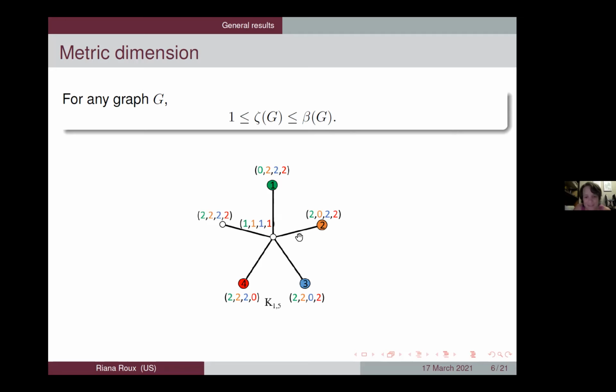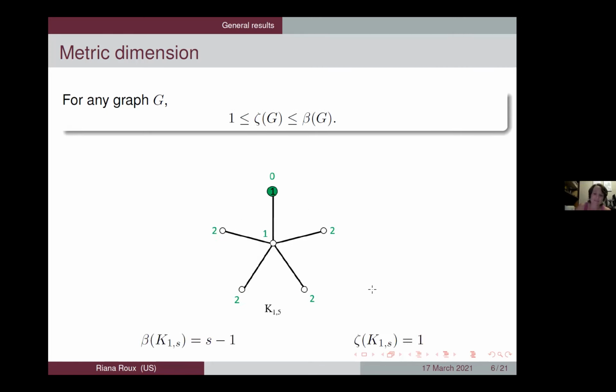This one is actually nicely written out. You can see that the center one has distance 1, 1, 1, 1, and the one leaf has 2, 2, 2. And whenever we leave out any of these, we will create two vertices with the same distance. So the metric dimension of a star is always one less than the number of leaves of that star.